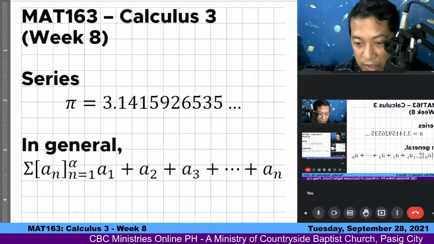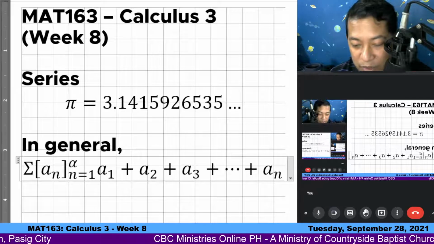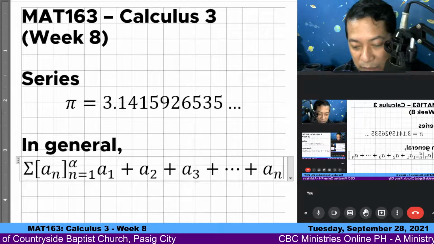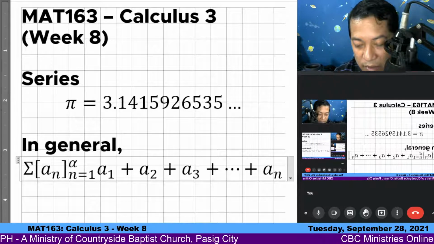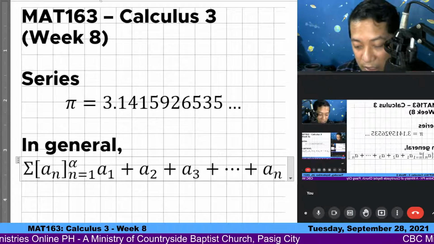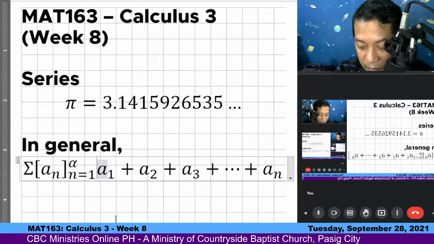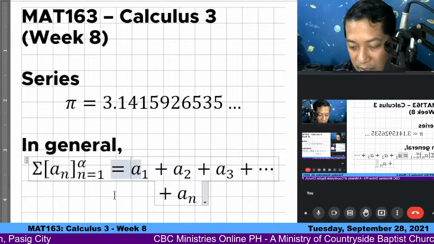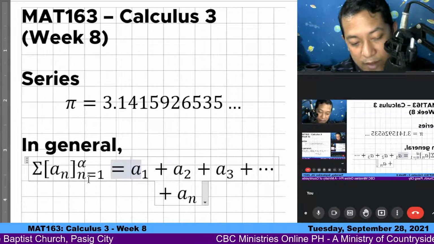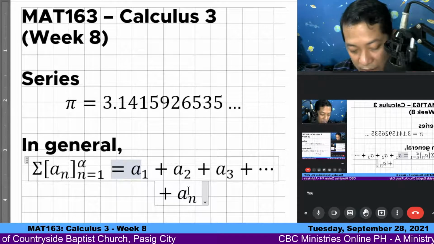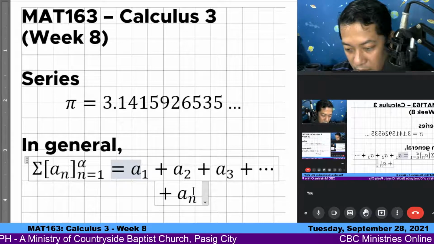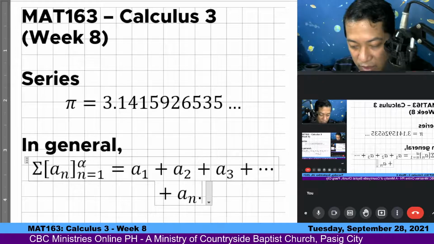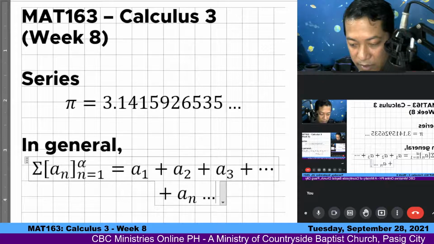Okay, I will be starting now since this is recorded from YouTube live streaming. We're continuing that generally an infinite series is represented by this sigma notation, summation of a sub n when n is equal to 1 up to infinity. This is equivalent to an expression of the sum from a sub 1 up to a sub n, depending on the number. If this is an infinite term, it has no end. The a sub n does not terminate the series, but it will continue as long as there is a term.